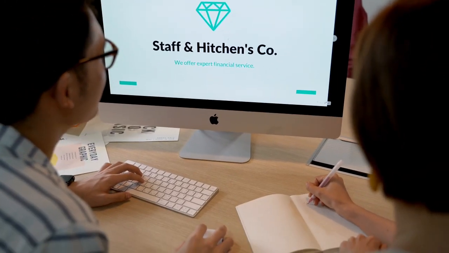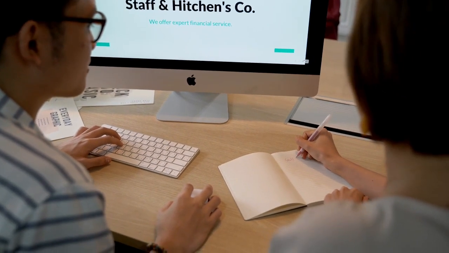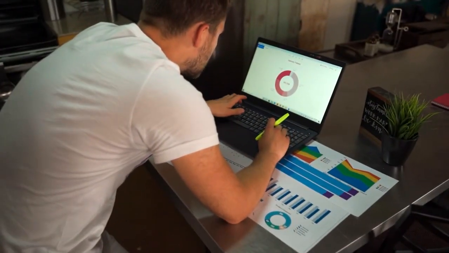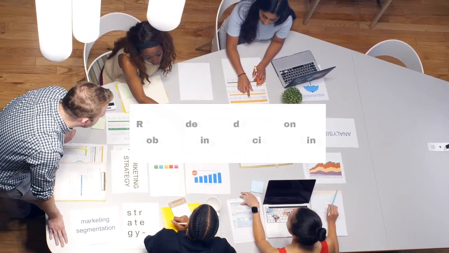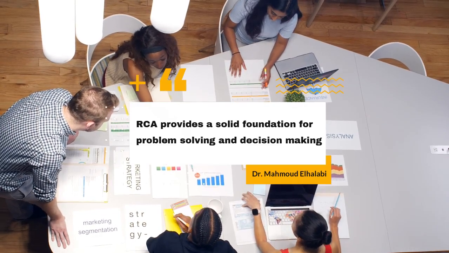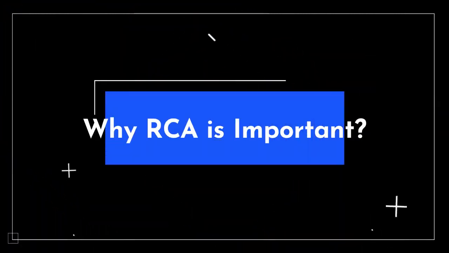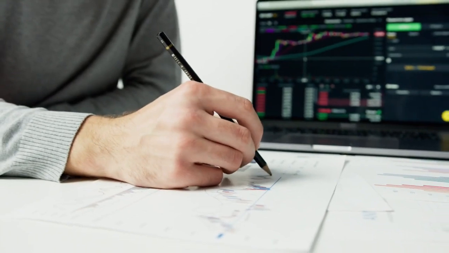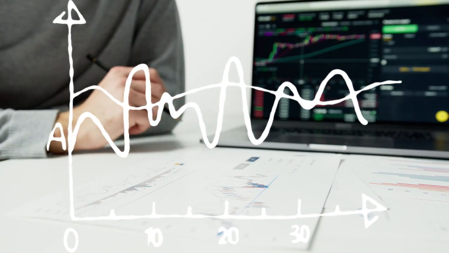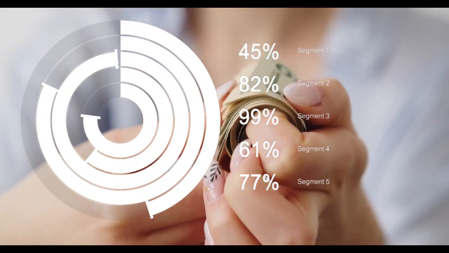It helps organizations and individuals examine their processes, systems, and behaviors to identify areas for improvement. By adopting a systematic and analytical approach, RCA provides a solid foundation for problem-solving and decision-making. Root cause analysis is essential for effective problem-solving and decision-making. It goes beyond surface-level solutions and helps you understand the underlying factors that contribute to a problem. By addressing the root cause, you can prevent the problem from recurring, saving time, resources, and frustration.